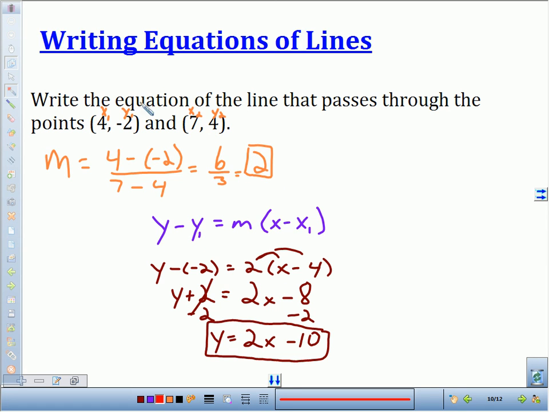I use my point x1, y1, and I use my slope 2. Plug them into my equation, my point slope form. Y minus negative 2 became y plus 2. And then I had 2 times x is 2x. 2 times negative 4 is negative 8. I had to solve for y, so I subtracted 2 on both sides, and I ended up with y equals 2x minus 10.